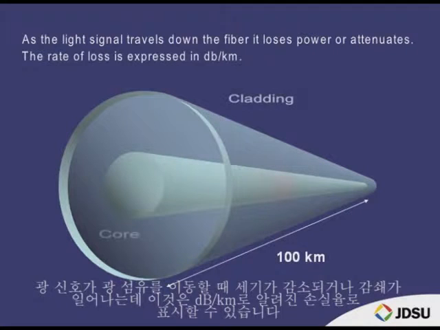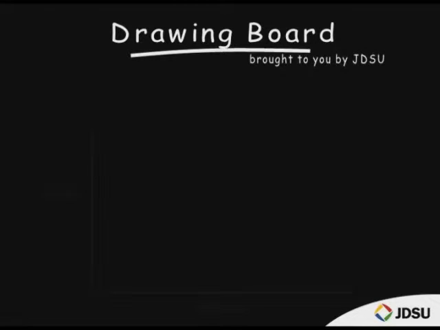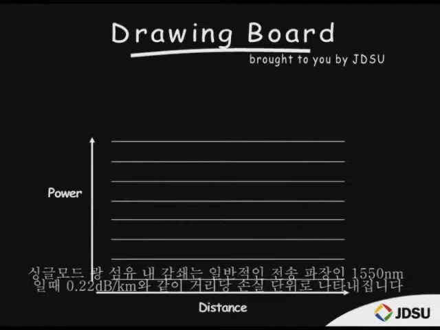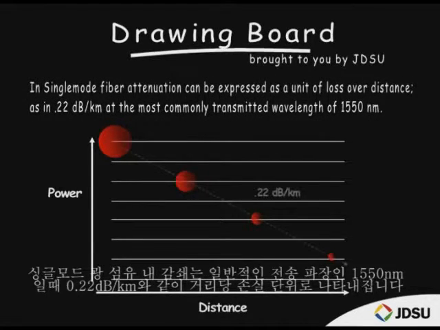As the light signal travels down the fiber, it decreases in power, or attenuates. This can be expressed in a rate of loss known as dB per kilometer. In single-mode fiber, attenuation can be expressed as a unit of loss over distance, as in 0.22 dB per kilometer at the most commonly transmitted wavelength of 1550 nanometers.